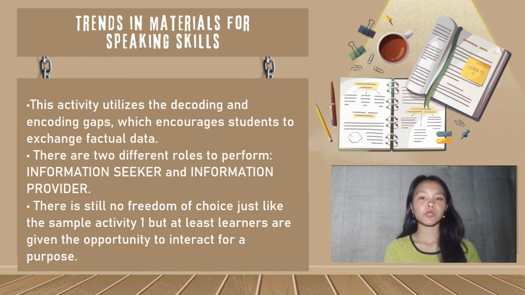There are two different roles to perform: information seeker and information provider. There is still no freedom of choice, just like the sample activity 1, but at least learners are given the opportunity to interact for a purpose. So there should be students who will actively play their roles in order for this to work. This is somewhat a collaborative effort among the students as a way of gaining accurate information based on the given sets of pictures. As a result, it can harness their speaking skills by interpersonal communication with their classmates.